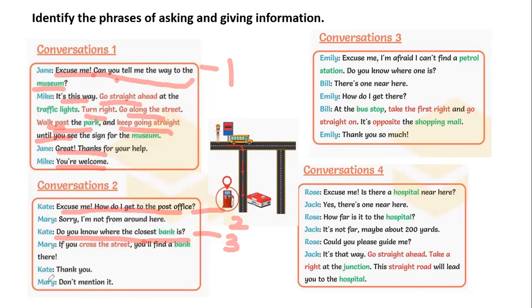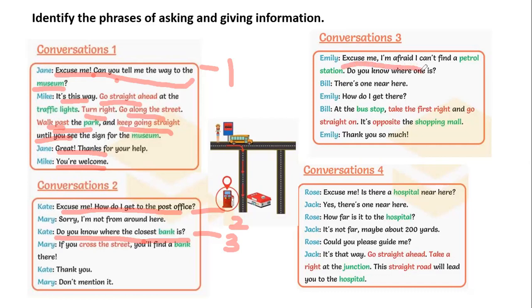So it's something like that. Okay, don't mention it. Right. So that was about conversation number 2. Okay, we'll move on to conversation number 3. Here. That's between Emily and Bill. Okay. Now Emily is asking, excuse me, I'm afraid I can't find a petrol station. Do you know where one is?